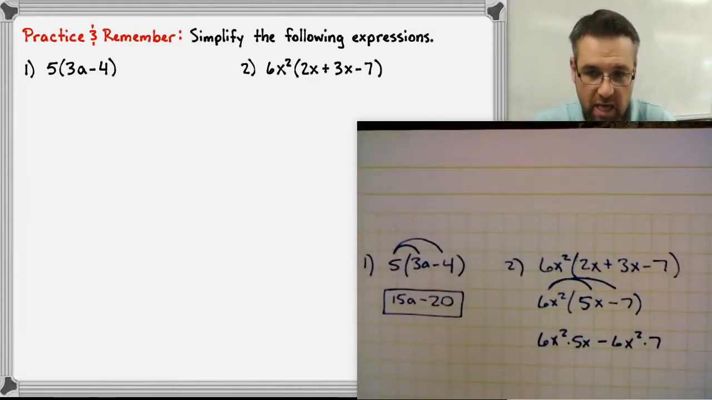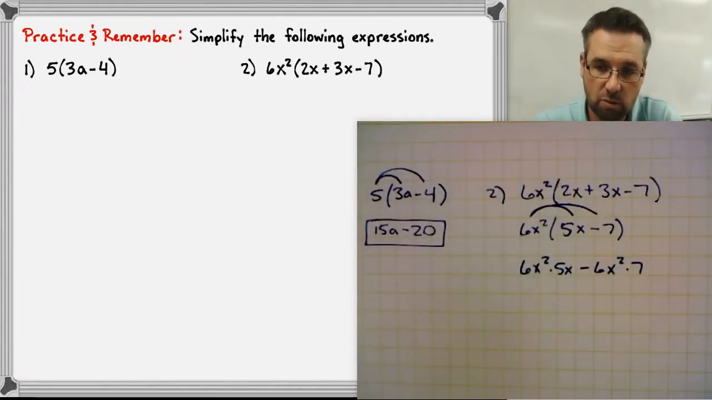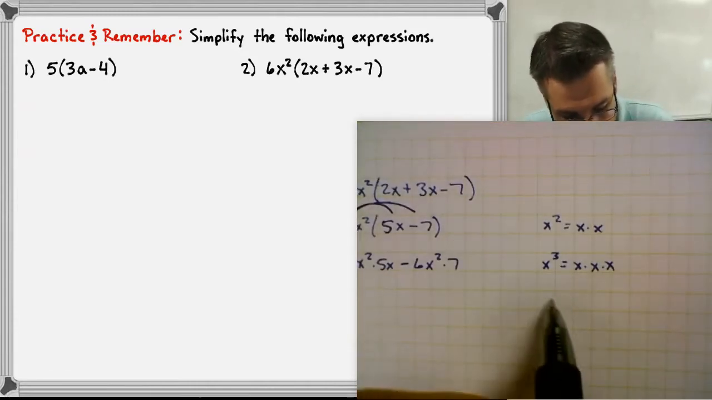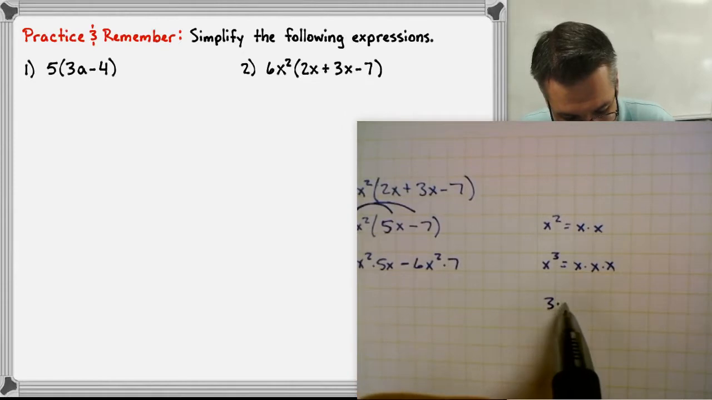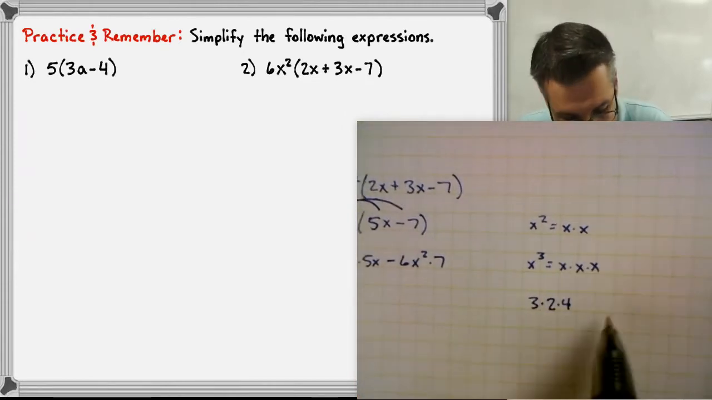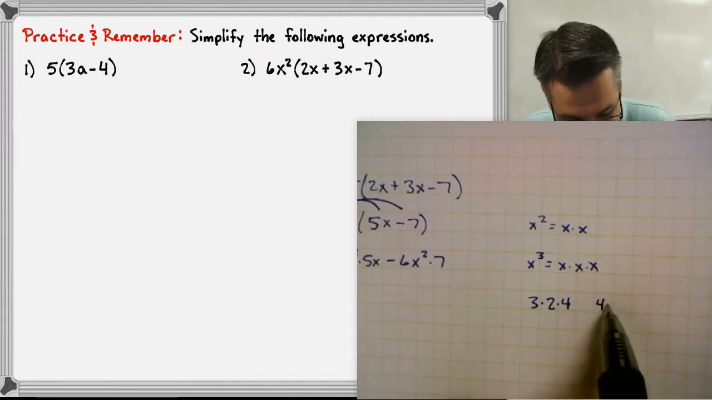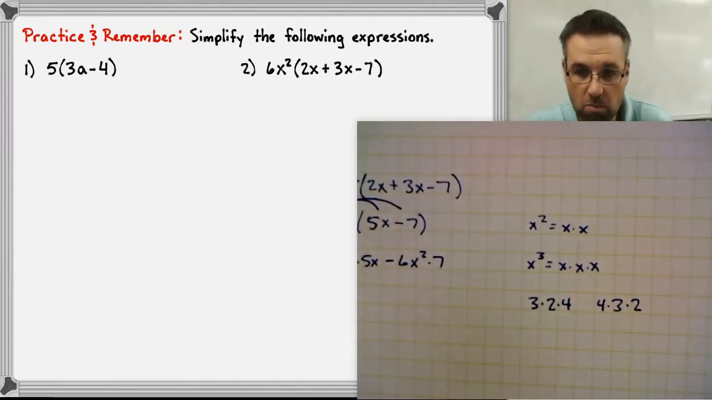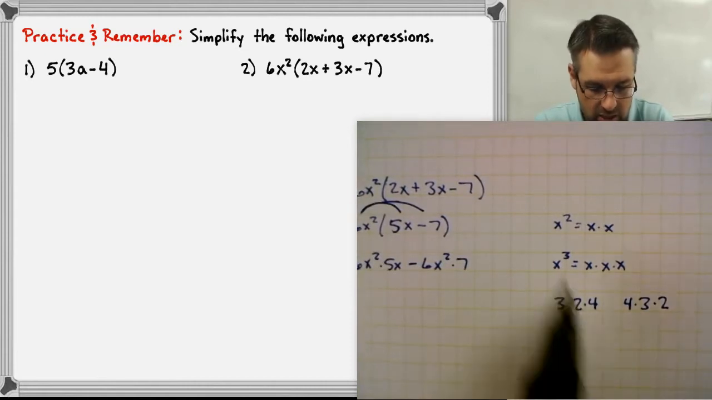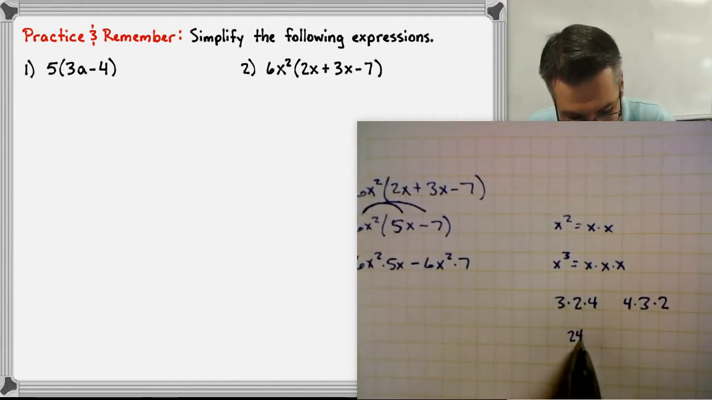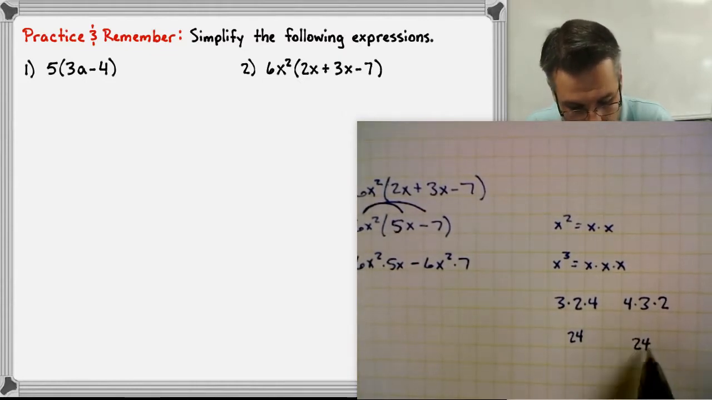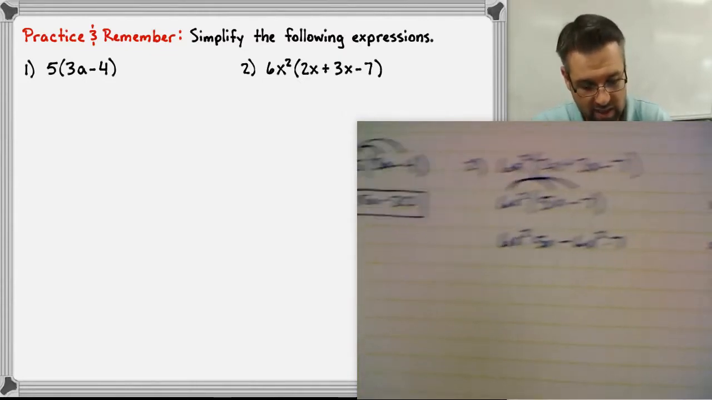Now, multiplication is referred to as something that's commutative, which means you can multiply in any order that you want. If I said 3 times 2 times 4, that's going to give me the same answer as if I said 4 times 3 times 2, because multiplication is commutative. 3 times 2 is 6, times 4 is 24. 4 times 3 is 12, times 2 is 24. You can multiply in any order you want, you'll get the same answer.